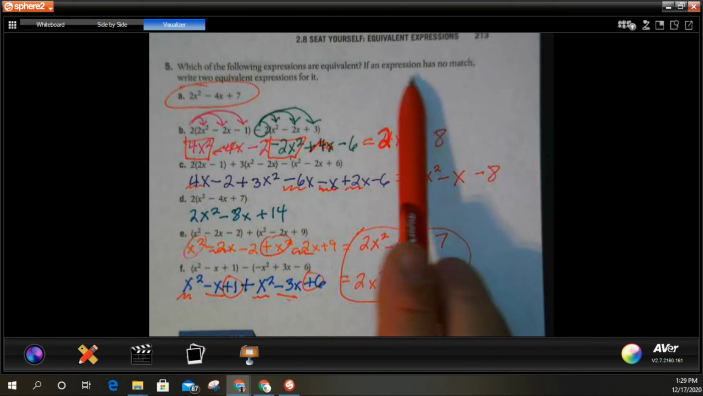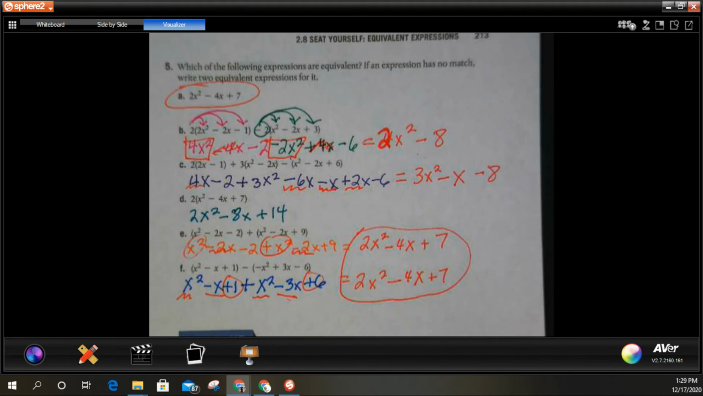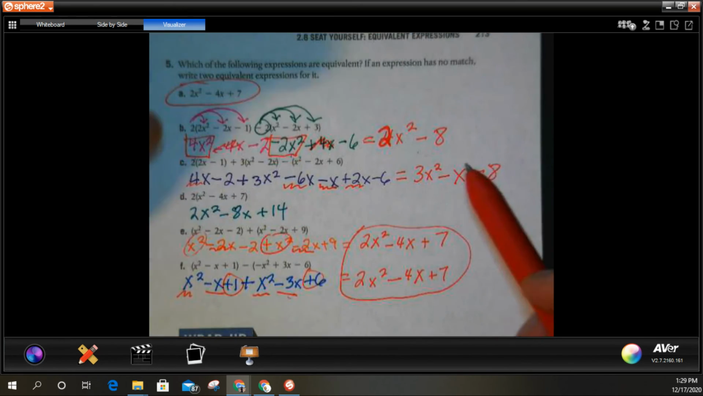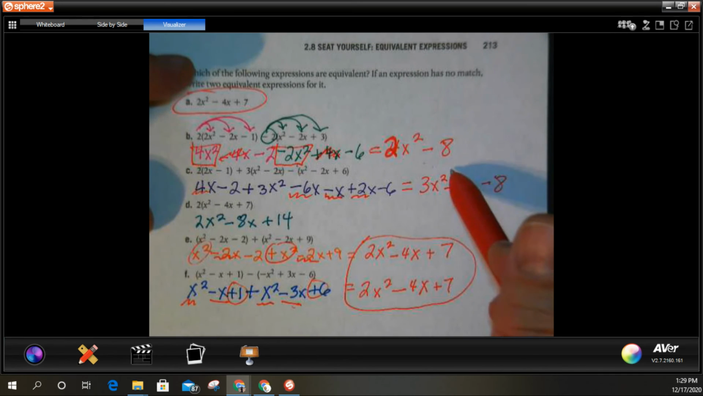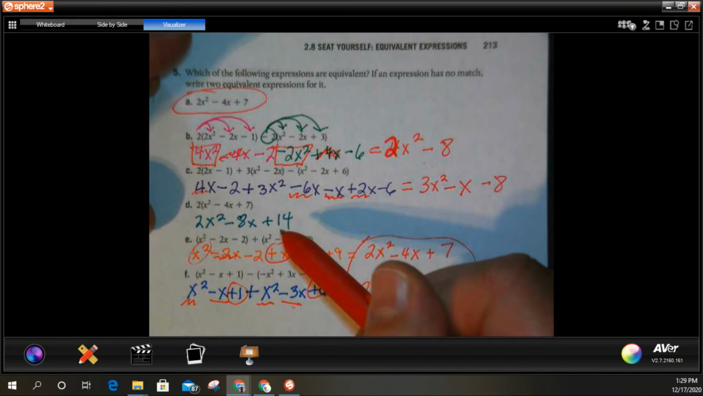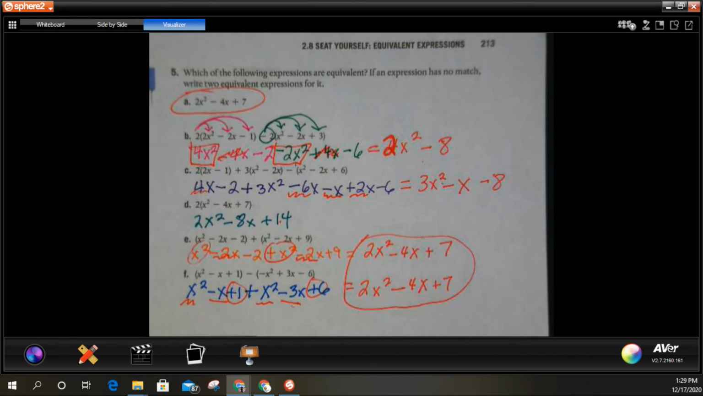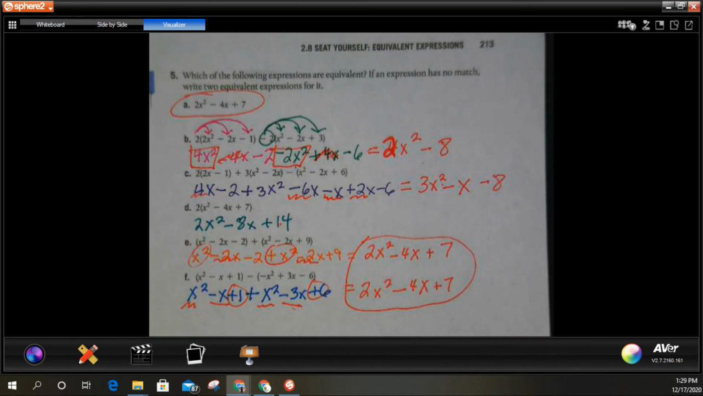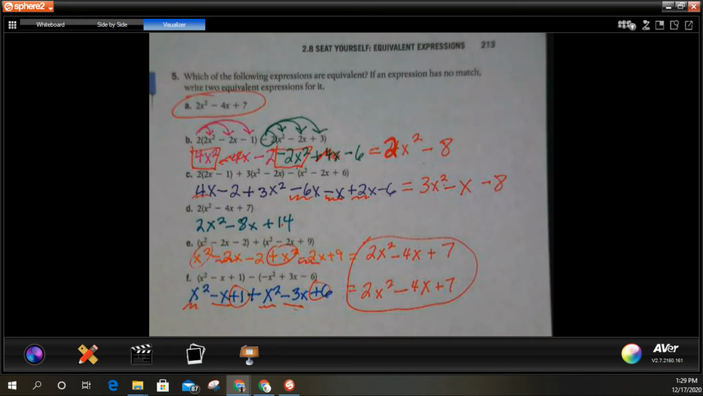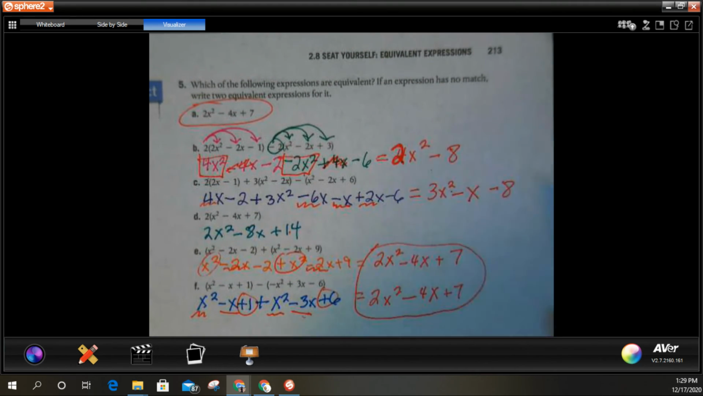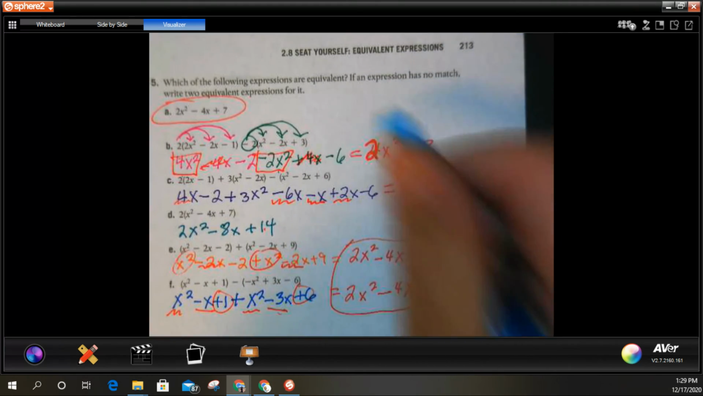Well, here's one. I could take out a 2. I need two equivalent expressions. So 2x squared minus 8, I need 2 equivalent. So I could take out a 2: 2 times x squared minus 4. There's 1. I could also factor that: 2 times x plus 2 times x minus 2, because it's a difference of squares. Okay, so there's 2 equivalent expressions for that one.